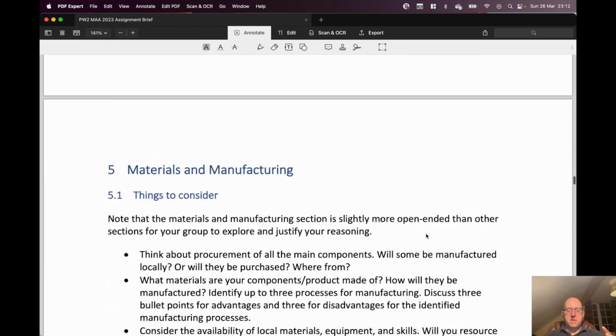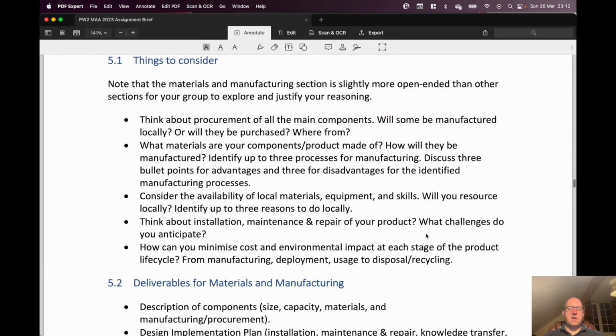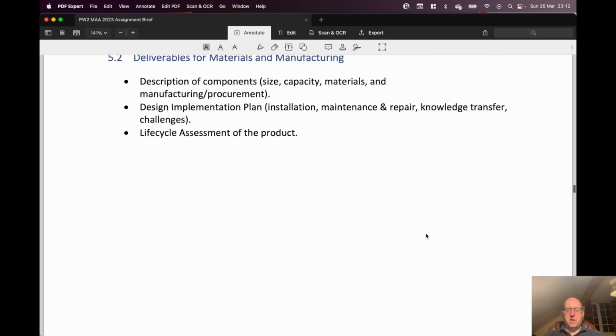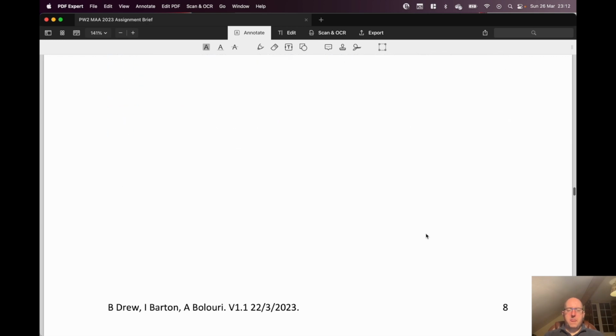Likewise for the materials, there's a bit of information, things to consider, and then the deliverables. So you've got a description of the components, design implementation plan, and a life cycle assessment of the project.